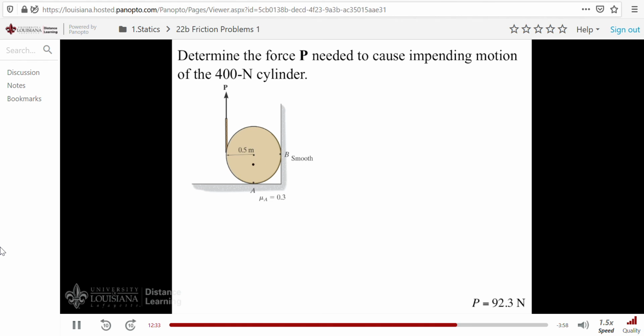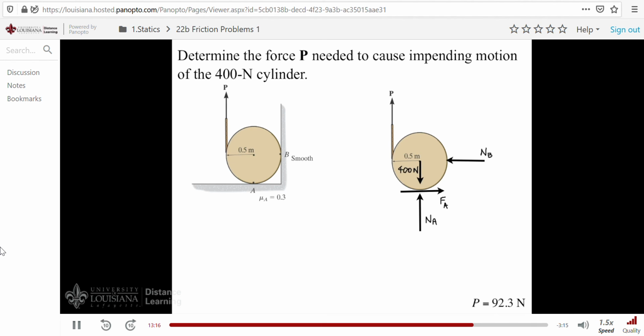To solve this problem then, the first thing to do is to draw the free body diagram for the cylinder. On it we have the weight downward, which is 400 newtons. And we have the normal force of the surface down here on the cylinder, call it n sub A. We also have the friction force, which has to act to the right in order to prevent the clockwise motion of the cylinder caused by P, call this F sub A. And we have the normal force here, n sub B, force of the wall on the cylinder. Free body diagram is complete.